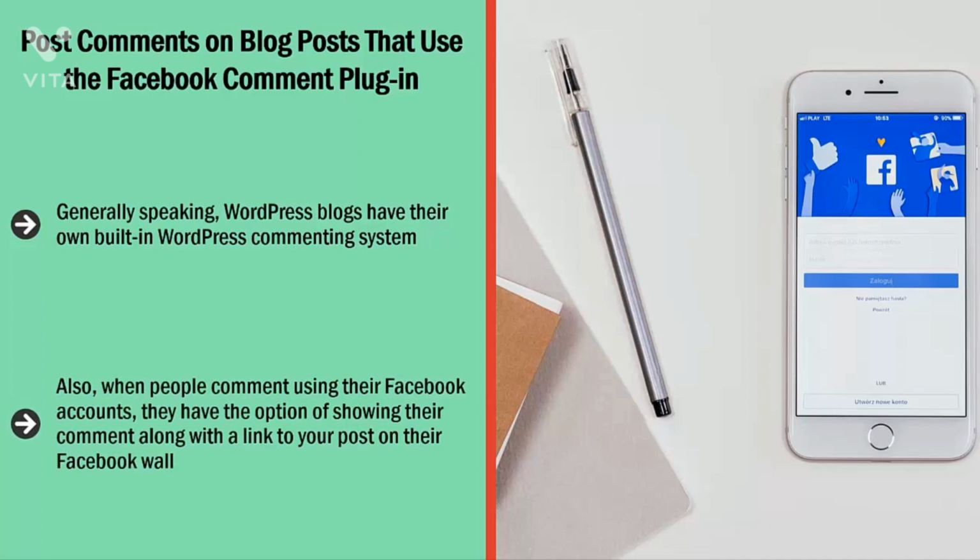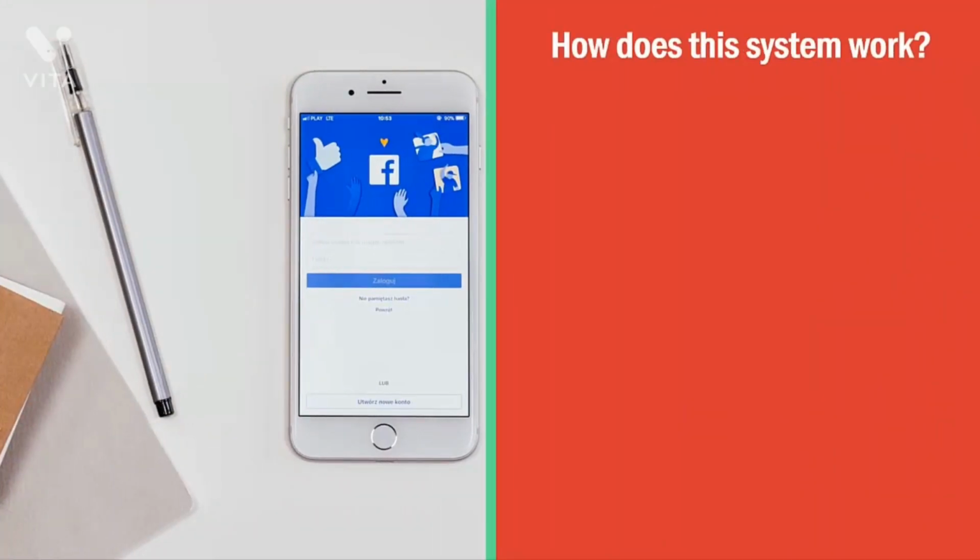Also, when people comment using their Facebook accounts, they have the option of showing their comment along with a link to your post on their Facebook wall. This has the potential of bringing more traffic to your website. This is why a significant percentage of bloggers use Facebook's comment plugin system instead of the default comment system WordPress comes with. How does this system work?